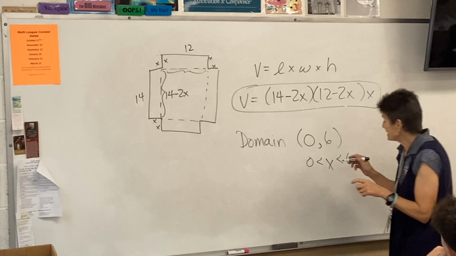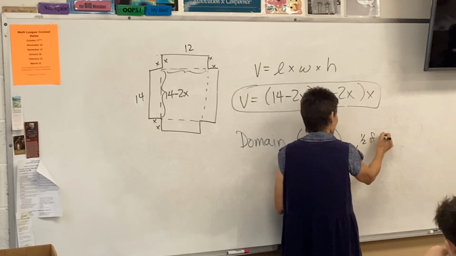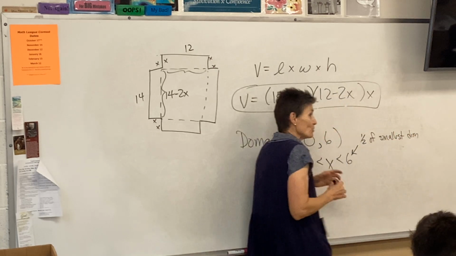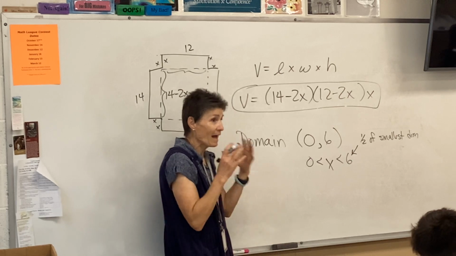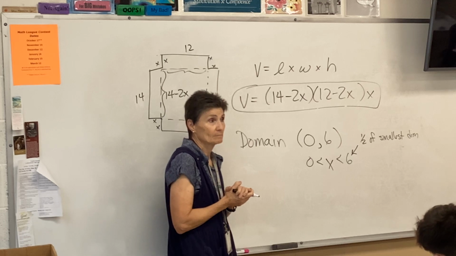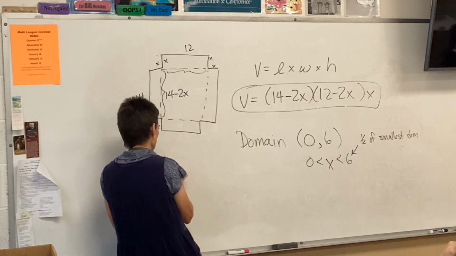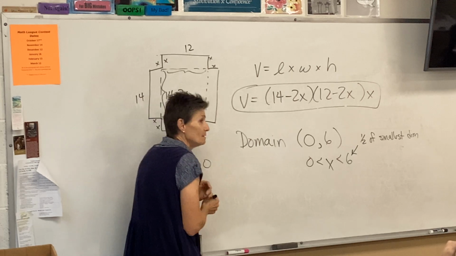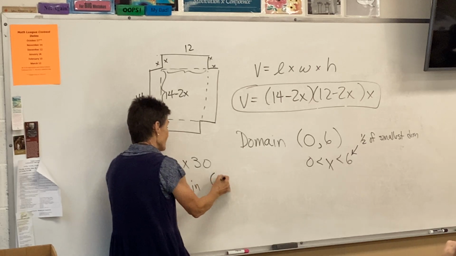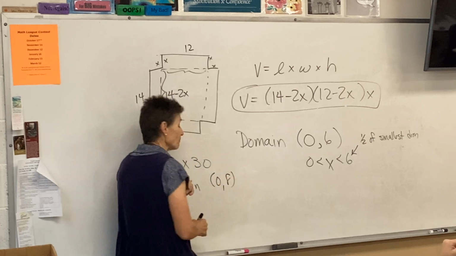So where did this number come from? Where did this 6 come from? It's always half of the smallest dimension. Whatever your smallest dimension is, half of that is the biggest you can tear off. So back to my paper, let's say it's 16 by 30. What would my domain be for that piece of paper? 0 to 8. It's always half the smallest.